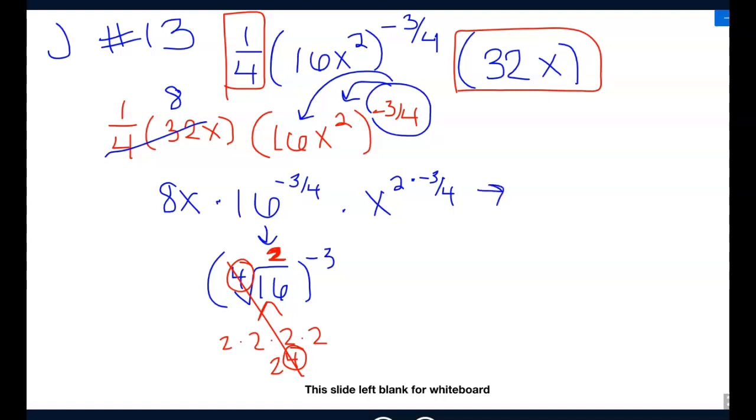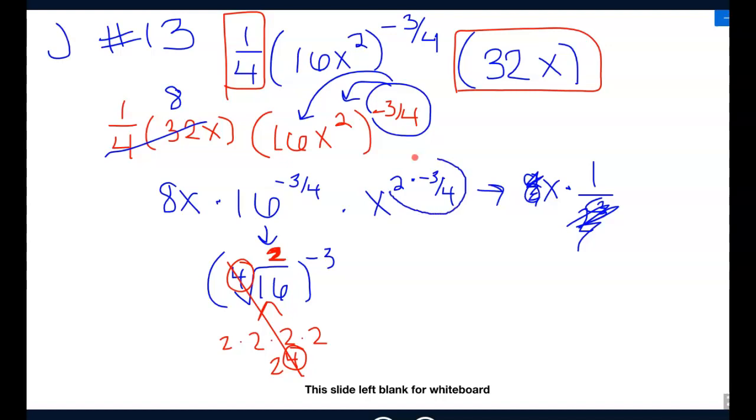So if I follow this way, I have 8x times 1 over, we're going to bring that 2 cubed down. Why do I want to do that? Because it's a negative exponent. Bringing it down, what do you know about 2 cubed? It is 8. Goodbye. Now I'm left with just x out in front.